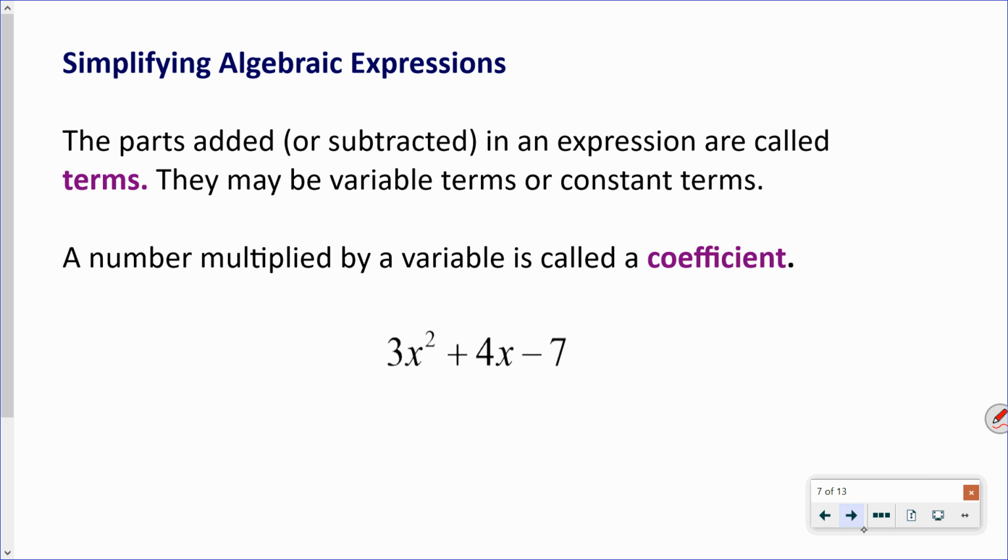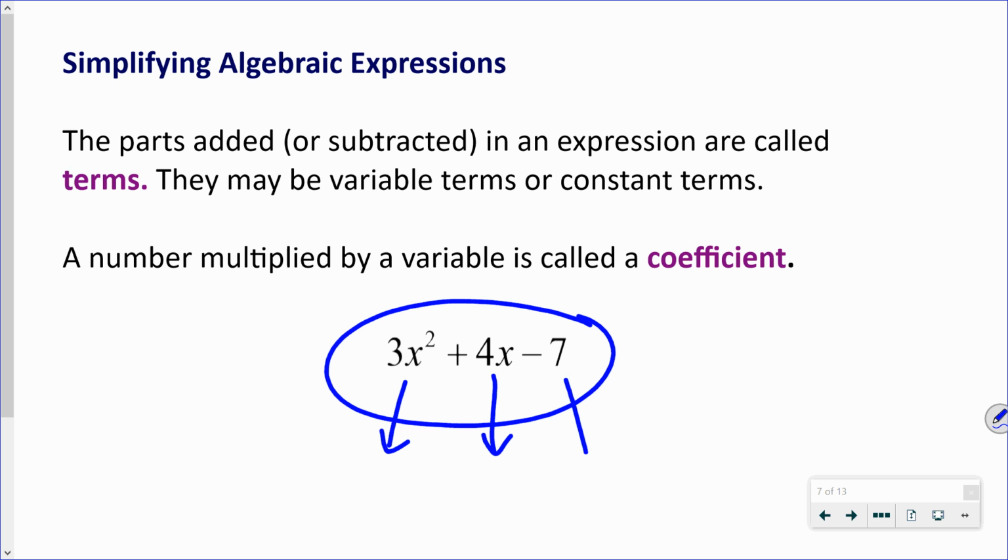A few more terms to define here. The parts that are added or subtracted in an expression are called terms. They might be variable terms and they might be constant terms. So in the example that is here, we have 3 terms: this one, this one, and this one. Those are the separate things that are being added, or the parts that are being added or subtracted. So they have plus signs and minus signs between them. That's what separates terms from one another.